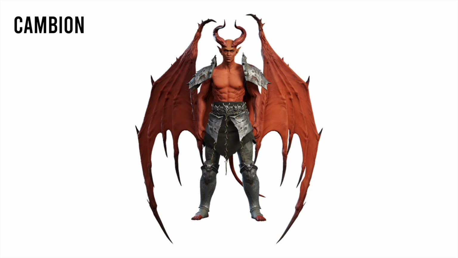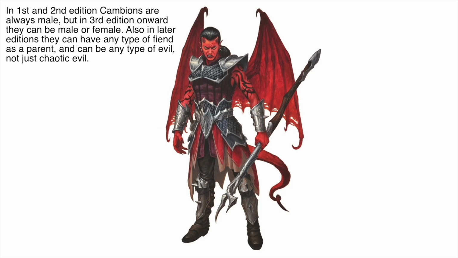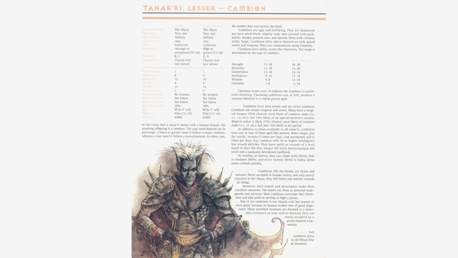Cambions are the children of Tanar'ri and mortal females. The mother never survives the birth. There are 2 types of Cambion depending on what rank of Tanar'ri was the father. Major Cambions are the offspring of lesser or greater Tanar'ri. Baron Cambions, also called Marquis Cambions, are the offspring of true Tanar'ri and are more powerful.